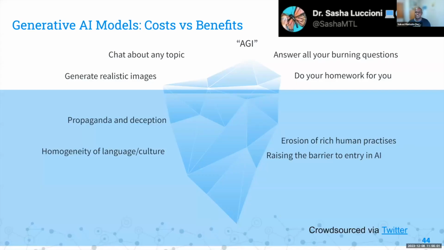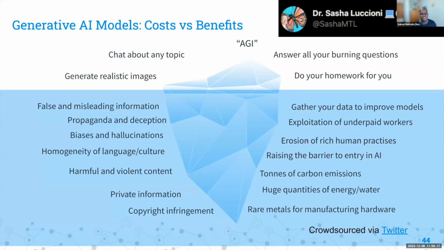There's some work from Dr. Sasha Luccioni, who shows that we have these things that we're seeing on the surface of an iceberg, but we don't see all the other things that are below. In these models, how they're built is important, what kind of biases they have, the copyright issues, the energy inefficiencies or energy used. These are all the other things that we should really be thinking about and finding ways to battle as time goes on.